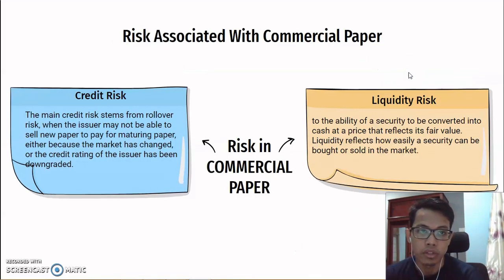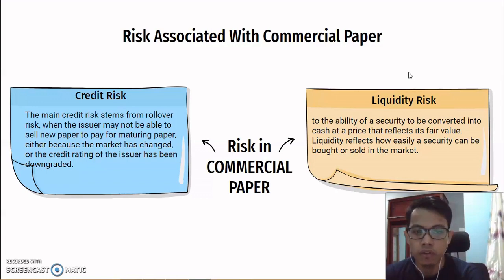Risk associated with commercial paper. First, credit risk. The main credit risk stems from rollover risk, when the issuer may not be able to sell new paper to pay for maturing paper, either because the market has changed or the credit rating of the issuer has been downgraded. The second one is liquidity risk.